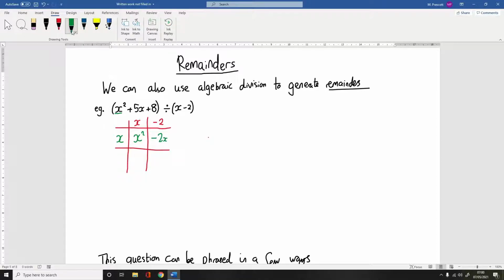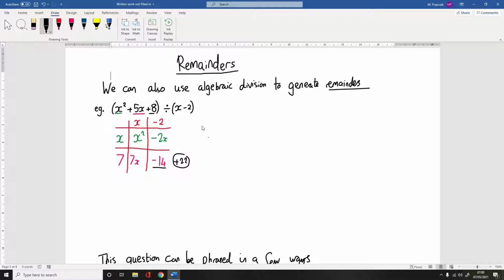But we don't want minus 2x, we want 5x. So we want to add 7x to that, that'll give us 5x, means this is 7, means this is minus 14. And here we can see an issue that we previously haven't had. This says minus 14, but we actually want plus 8. So there is 22 that is currently missing from our answer. And that's all we really need to think about, that's our remainder.